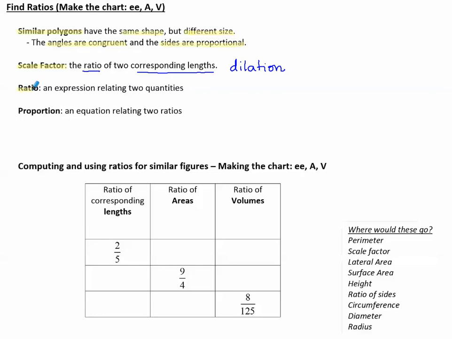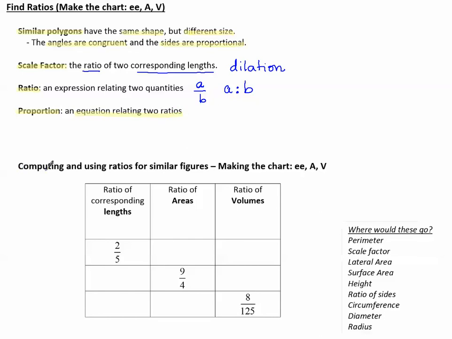Recall that a ratio is an expression relating two quantities. Sometimes it may look like a fraction, like A over B. Sometimes it's written as A colon B. A proportion is an equation relating two ratios.